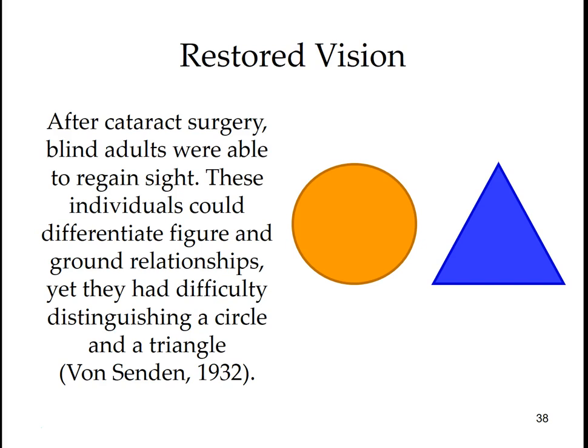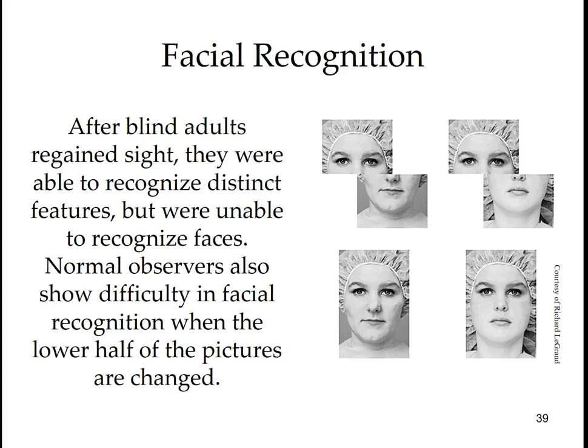Restored vision. After cataract surgery, blind adults were able to regain sight. These individuals could differentiate figure and ground relationships, yet they had difficulty distinguishing a circle and a triangle. They were able to recognize distinct features, but were unable to recognize faces. Normal observers also showed difficulty in facial recognition when the lower half of the pictures is changed.